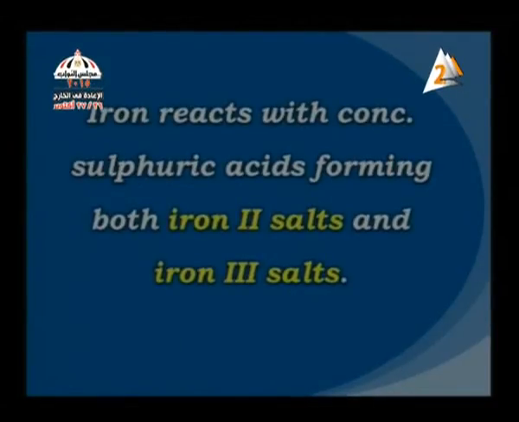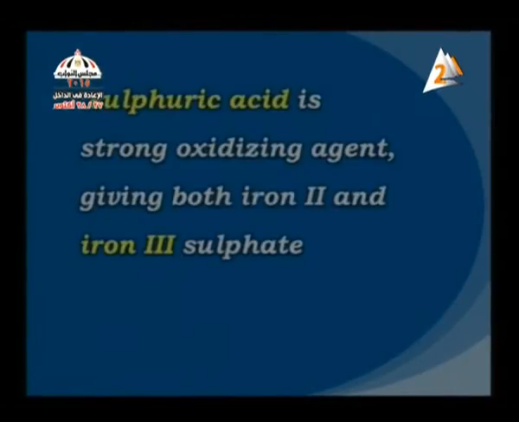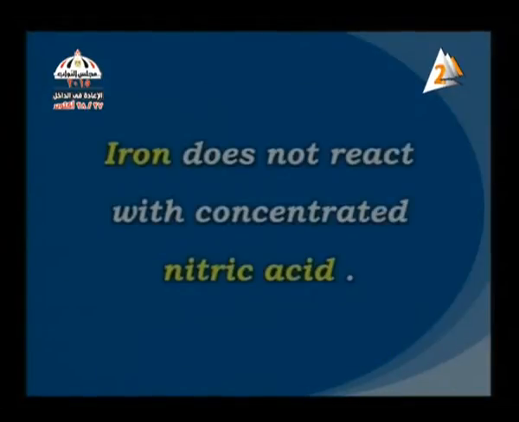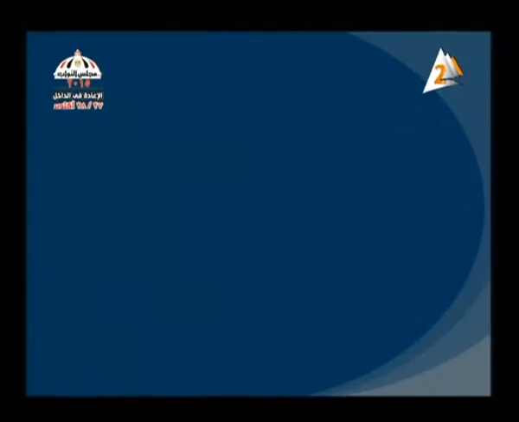Next point, iron reacts with concentrated sulfuric acid forming both iron 2 salts and iron 3 salts. Because sulfuric acid is a strong oxidizing agent giving both iron 2 and iron 3 sulfate. As the equation proceeds, 3Fe plus 8H2SO4 concentrated and heating gives iron 2 sulfate and iron 3 sulfate and sulfur dioxide gas and water. Next point, iron does not react with concentrated nitric acid.